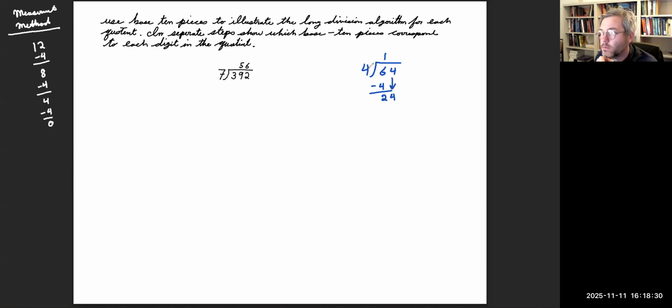Okay, so what can I multiply 4 by to get 24? 6 times 4 is 24. So I could put a 6 here. 6 times 4 is 24. And then if I subtract it, I get 0. So there's no remainder. It's even. So I think 4 times 16 is 64. 16 times 4.